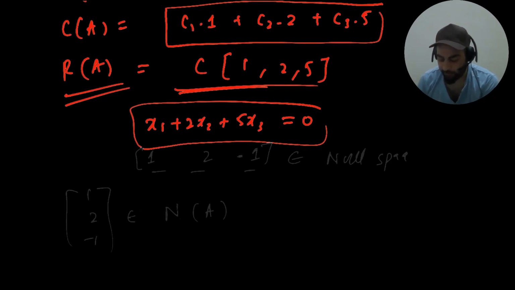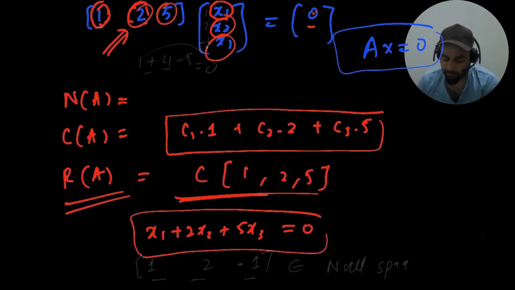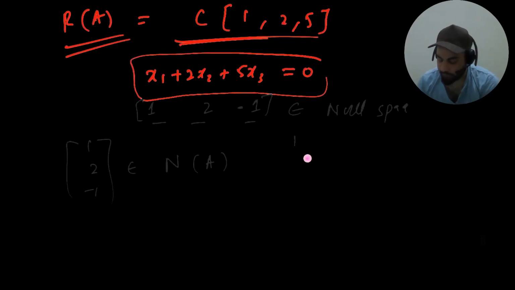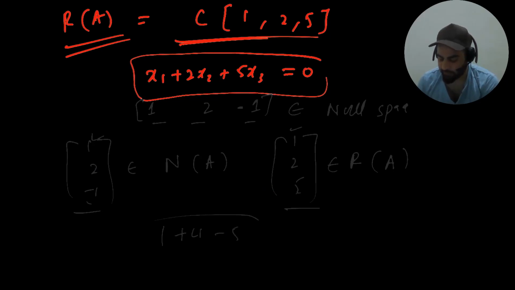Okay, a simple vector that belongs to the row space is 1 2 5. This vector belongs to the column space of A. Sorry, row space of A. And now I have to show you these are perpendicular. So just multiply this: 1 times 1 is 1, plus 2 times 2 is 4, minus 5. So this is equal to 0.